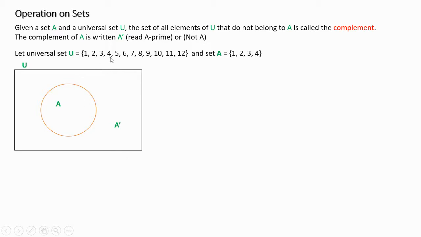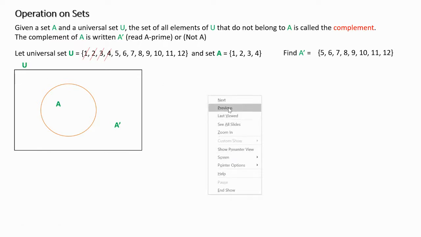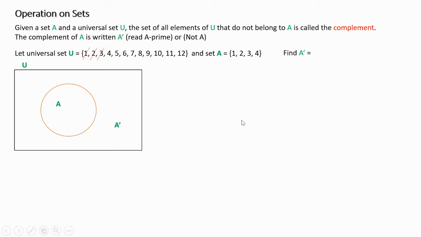Now let's actually put in all the elements. So find not A, or A prime, or the complement of A. It all means the same thing. So set A is equal to, right? So this is not A. Oh, it's right here, guys. My bad. Let me go back.